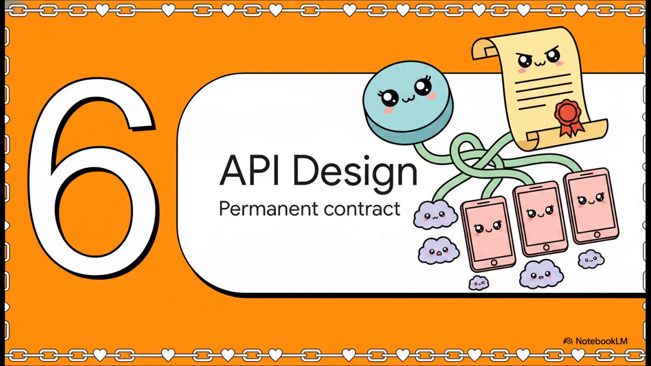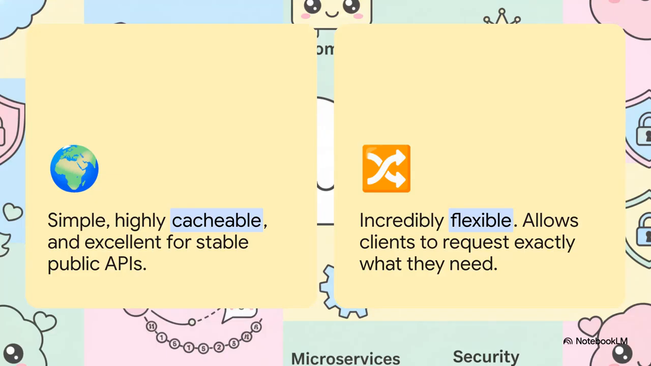Let's move to our sixth and final concept, API design, establishing the permanent contract. You have to realize that an API is not just some code you write for fun. Once it's shipped, it is a binding contract. Changing it requires a highly coordinated migration because it affects everyone downstream.